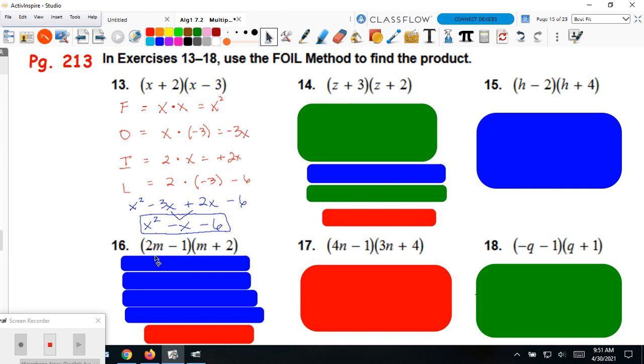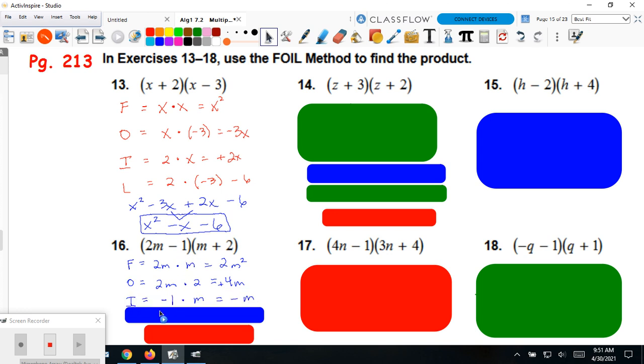Let's take a look at number 16. So your first terms, 2m and the m are the first terms. And that's going to give you a 2m squared. The outer is 2m and the 2. The ones that are on the outside there. And that's 2m times 2 is a positive 4m. The inner ones here on the inside, negative 1 times m. Negative 1 times m is negative m, or negative 1m, but you don't need to put the 1. And then the last ones is the negative 1 times the 2. So negative 1 times 2 is just a negative 2.